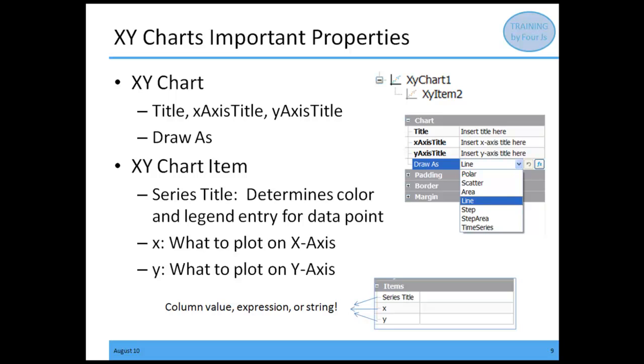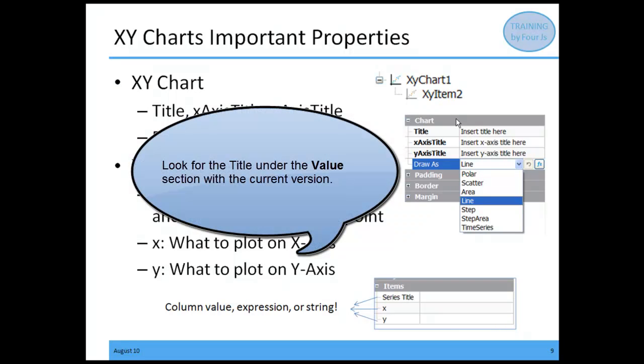Similar to the map chart and category charts that we talked about in the earlier videos, when you place an XY chart onto your report, it's going to place down an XY chart. It also places an XY chart item. Now for the XY chart, if we select that, we can go into the properties, go into the chart section, and you'll see, once again, we're talking about titles, and we're identifying the draw as property, which tells you how you want this XY chart to be represented graphically.